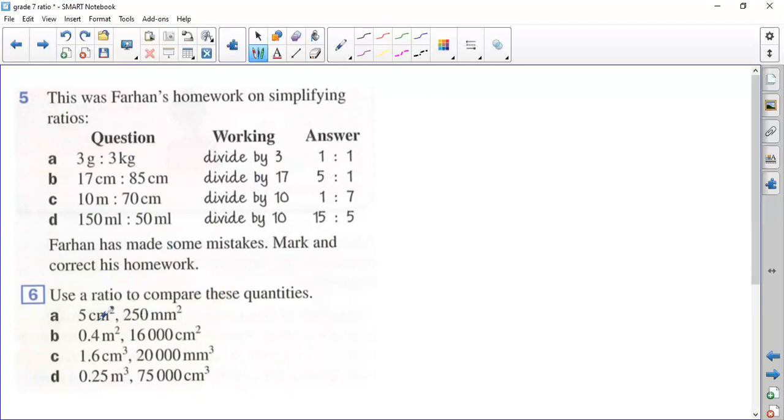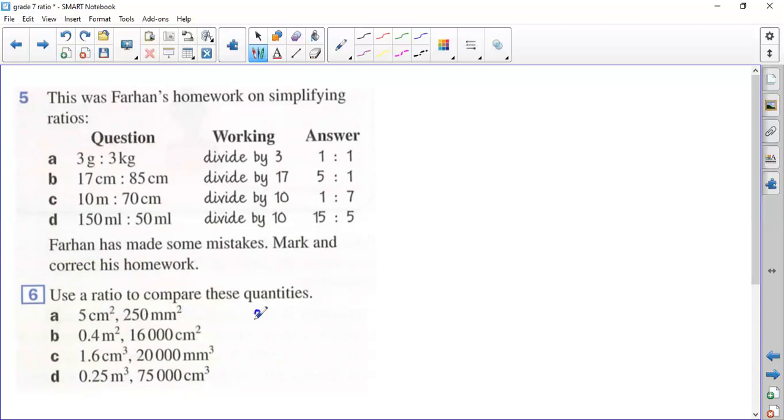Okay, so you have 5 centimeters squared, 250 millimeters squared. So you have to convert them into the same units. And you remember the scale of converting units. A centimeter squared to millimeter squared, it means you have to multiply with 100. So you will have 500.